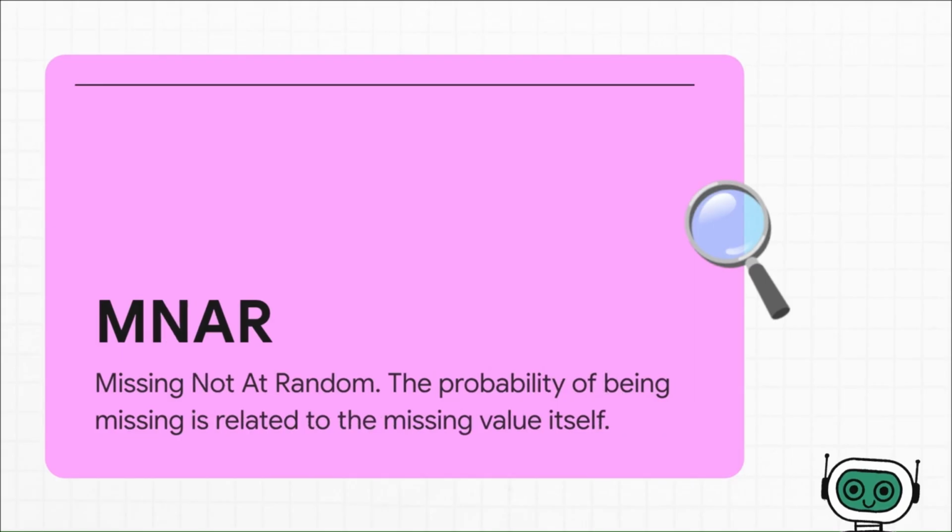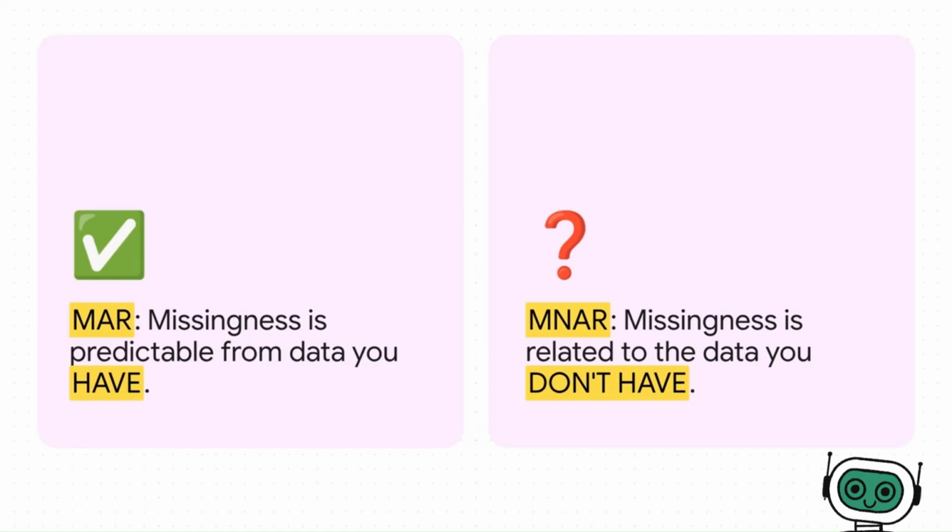And that brings us to MNAR, missing not at random. This is the trickiest one. Here, the chance of a value being missing is related to the value that's missing. A classic example is from surveys. People with very high incomes are often less likely to report their income. The very value you're missing is the reason it's missing. So here is the crucial difference, boiled down. For MAR, you can predict the missingness from other data you have. For MNAR, the missingness is linked to the data you don't have. That's the mental model to hold on to.